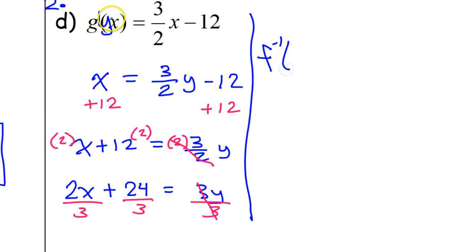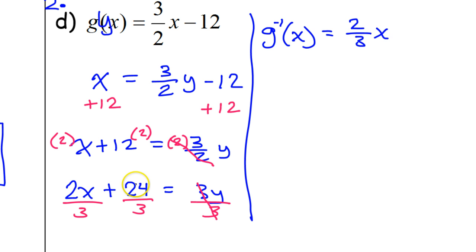So that's going to leave, this is function g, not f. But instead of calling it just function g, I call it g inverse with a little negative 1. And I've got 2/3 x, alright, that's this part. Now 24 over 3, 24 divided by 3 is 8.